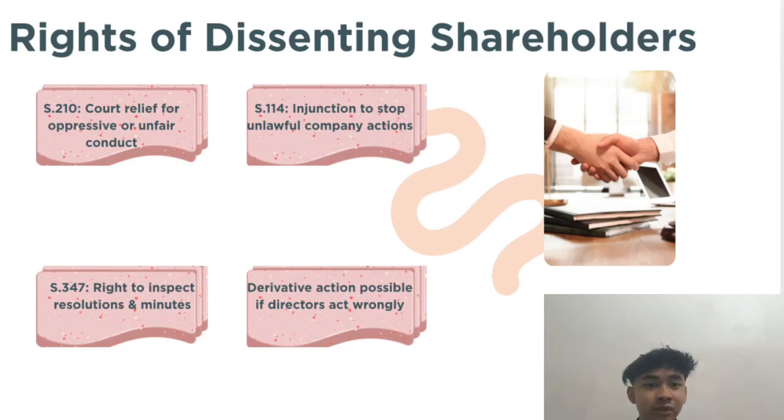Okay, thank you to Danish Afnan for the explanation. So now, let's look at the final issue. What if some shareholders disagree and feel that their rights are being violated? They are not powerless. The Companies Act provides legal action under 3 sections. The first, section 210: a shareholder can apply to the court for relief if a company action is oppressive or unfairly prejudicial. The second, section 114: a shareholder may seek an injunction to stop the company from acting on a decision that violates the constitution or the law. The third, section 347: members have the right to inspect the meeting minutes and resolutions for transparency. Also, a derivative action can be taken on behalf of the company if the directors are acting improperly.